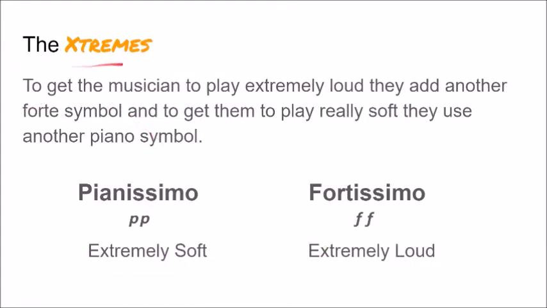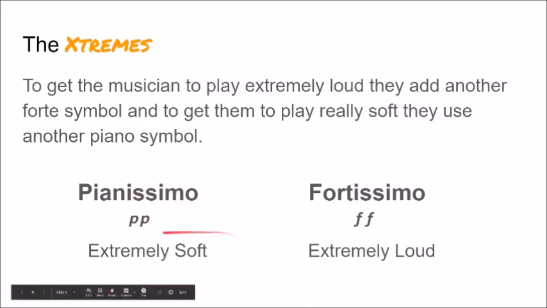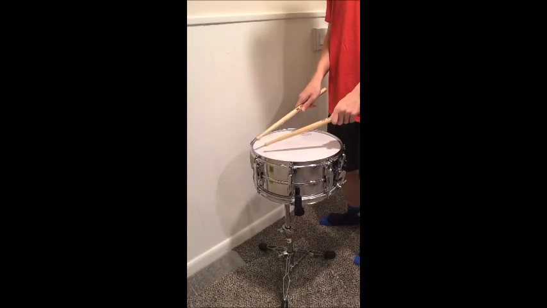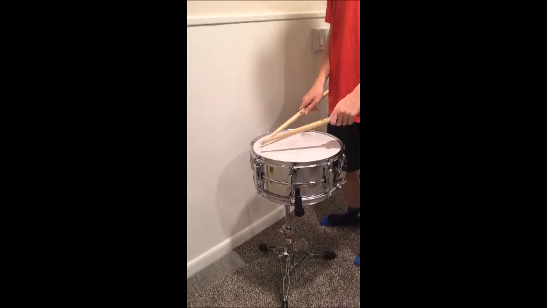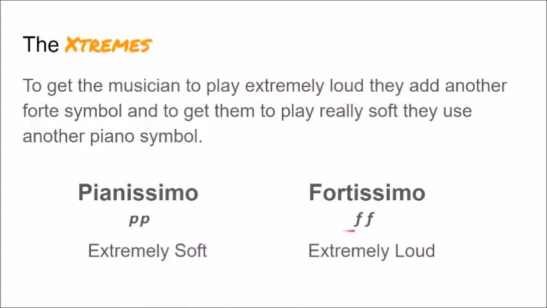The final part to dynamics are the extremes. This can either be extremely loud, or on the flip side, extremely soft. To be able to show this in the music, the songwriter will double up the letter they want to use. So if we saw two P's, or pianos, next to each other, it would be pianissimo, which means extremely soft. And if we saw two F's next to each other, then you guessed it, that would be extremely loud, also known as fortissimo.